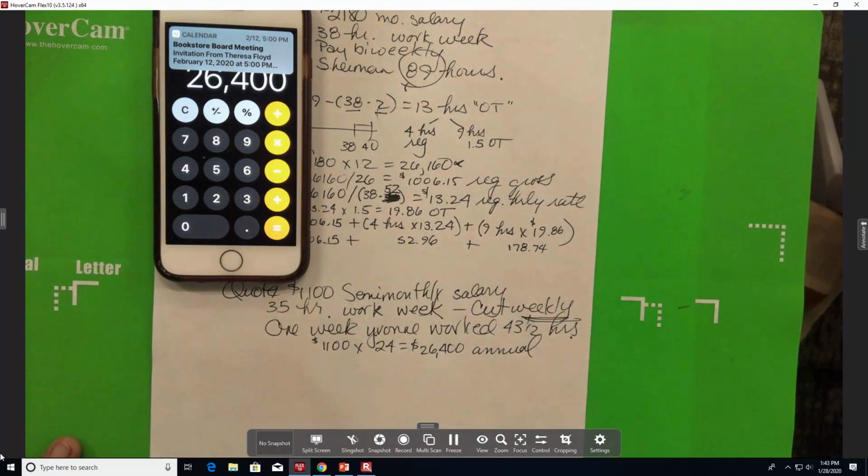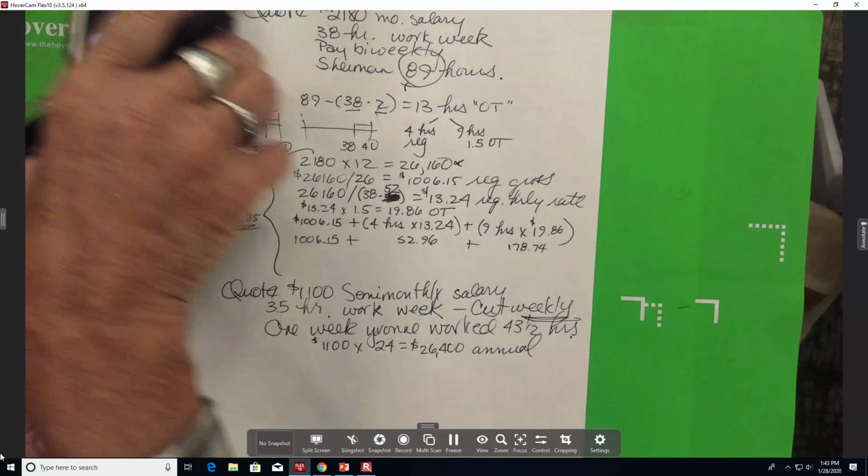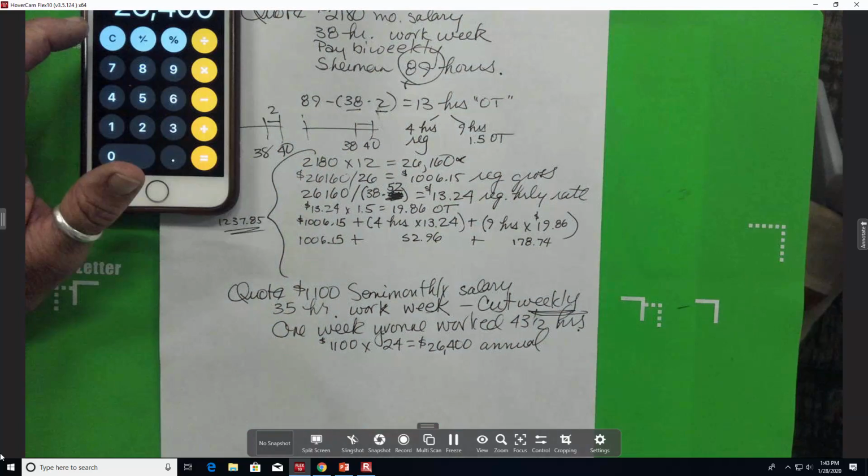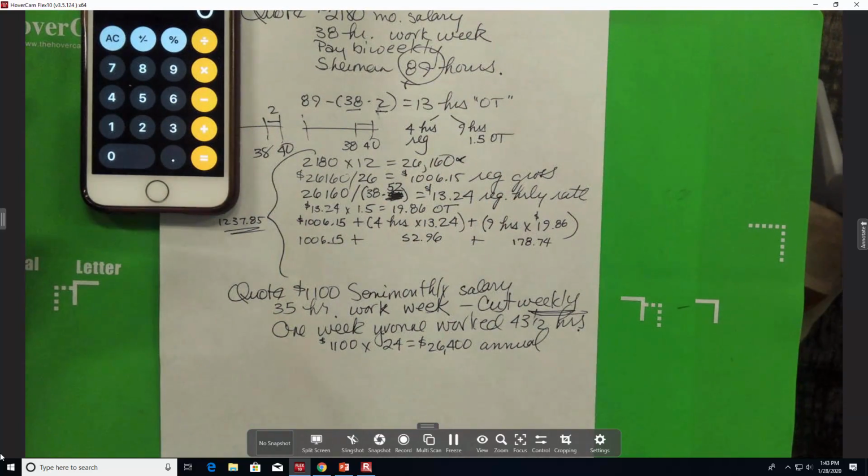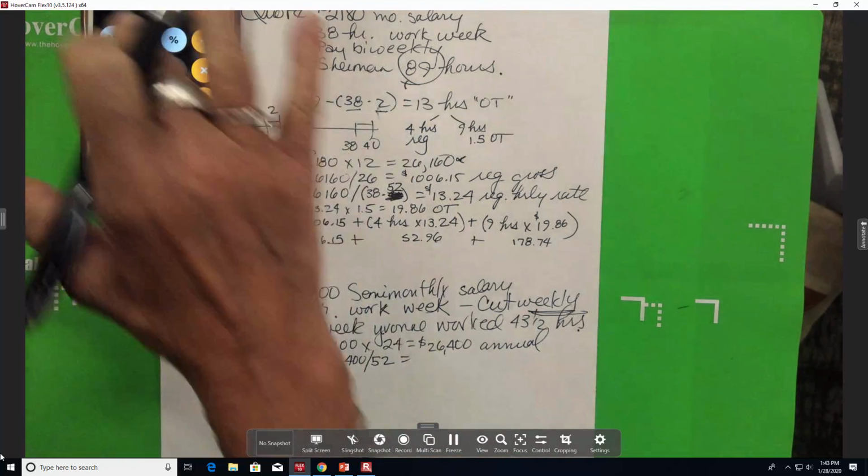Right, that's my annual. How often is she paid? So what do I divide by? 52 weeks in a year. Trying to find a regular gross paycheck, right? But it's only $35. Well, but we're not there yet. That's step 3.